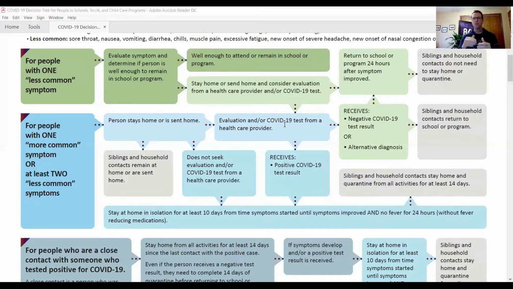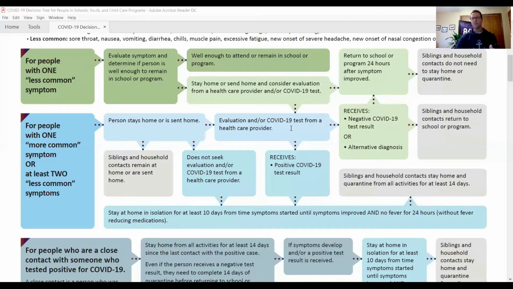So from that standpoint, once there's an alternative diagnosis, there's a reason for those symptoms to have taken place. Once those symptoms have improved, Johnny can come back to school. Because that alternative diagnosis has been made, the siblings and household members can immediately return to school without having to take a COVID test or anything like that.